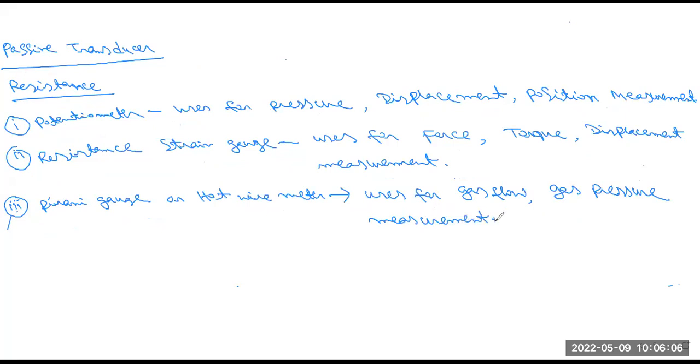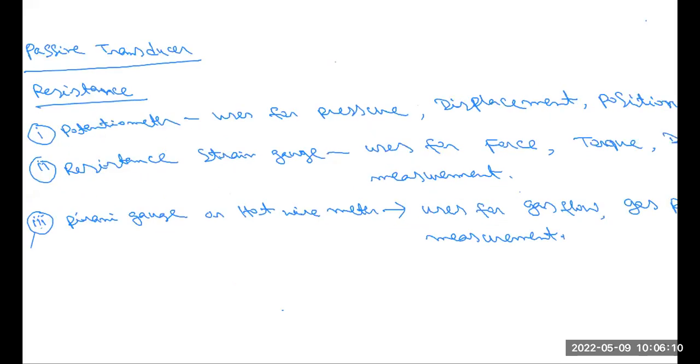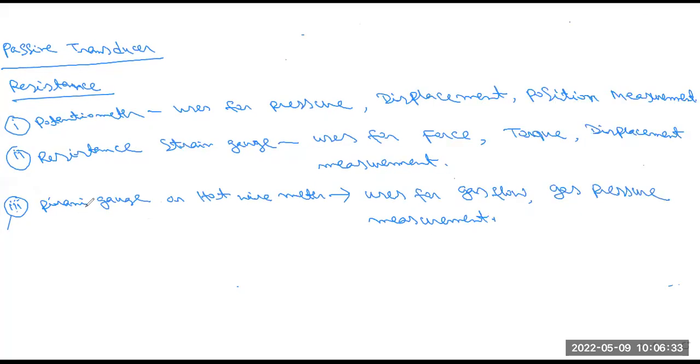Okay, so this Pirani gauge or hot wire meter basically varies the resistance of the heating element by the convection cooling of a gas. In any industrial process where hot gas flows from one section to another section, or any pressure is measured for a gaseous element, using this Pirani gauge is very important.